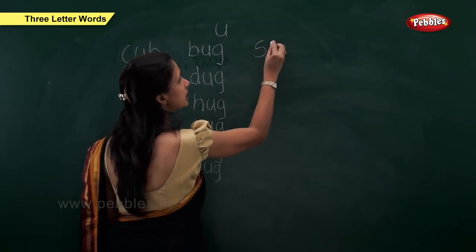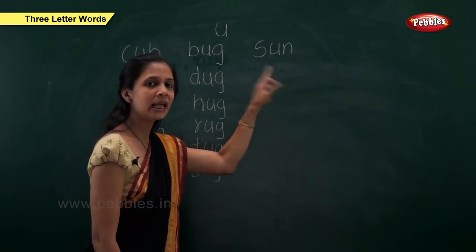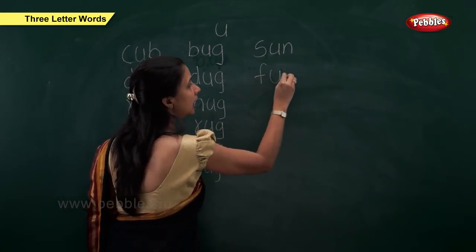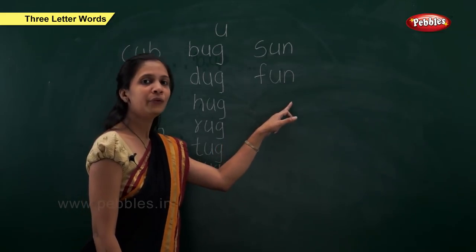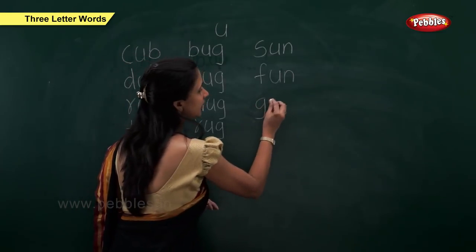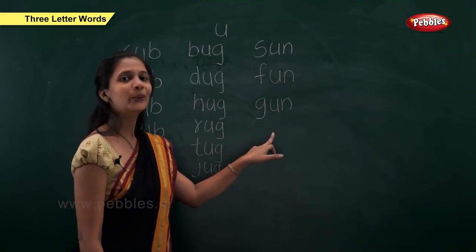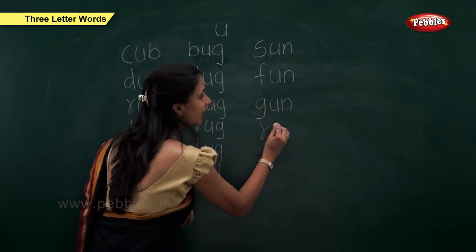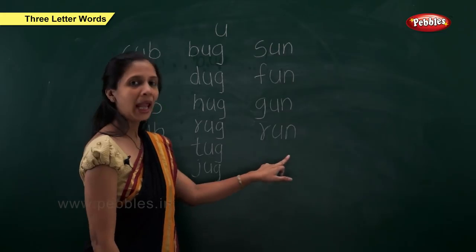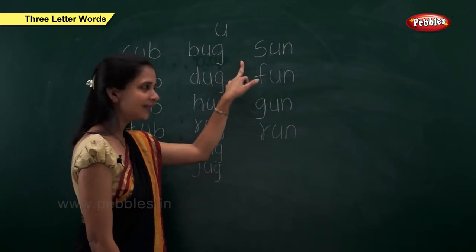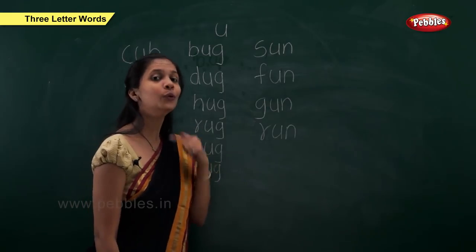Those are S-U-N, sun. The next is F-U-N, fun. The next is G-U-N, gun. The next is R-U-N, run. Now we will repeat. Sun, fun, gun, and run. Now we will learn a few more words.